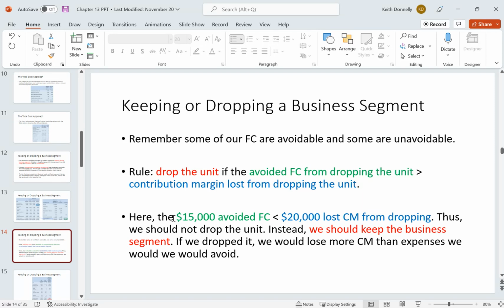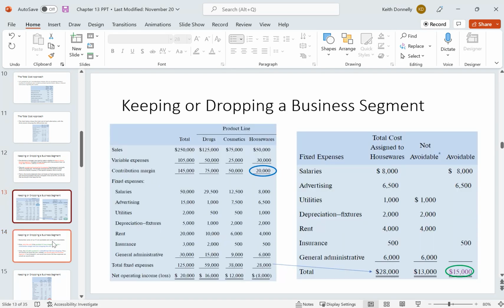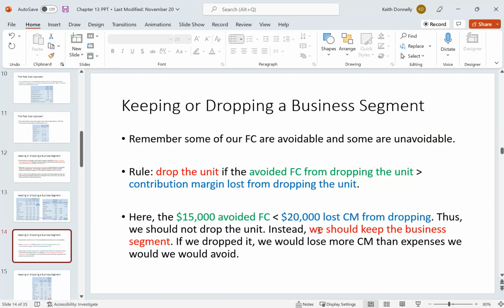The general rule is that you should drop a unit or a product or a segment if the avoided fixed costs from dropping the unit are greater than the contribution margin lost from dropping the unit. So here, the $15,000 of avoidable fixed cost, grab it from right there, is less than the $20,000 lost contribution margin from dropping. Accordingly, because we don't meet the rule, it's less than, it's not greater than, we should not drop the unit. In other words, we should keep the business segment.